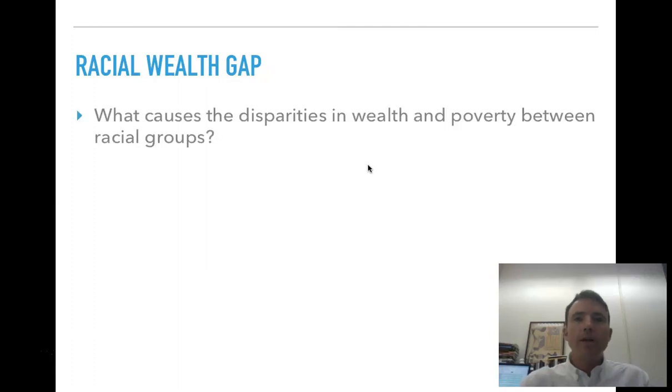So the next thing that we want to do is answer the question, what causes these disparities in wealth and poverty between racial groups? Is this just a kind of natural process? Is this somehow resultant from individualistic factors, or does it have to do with society and social structure?